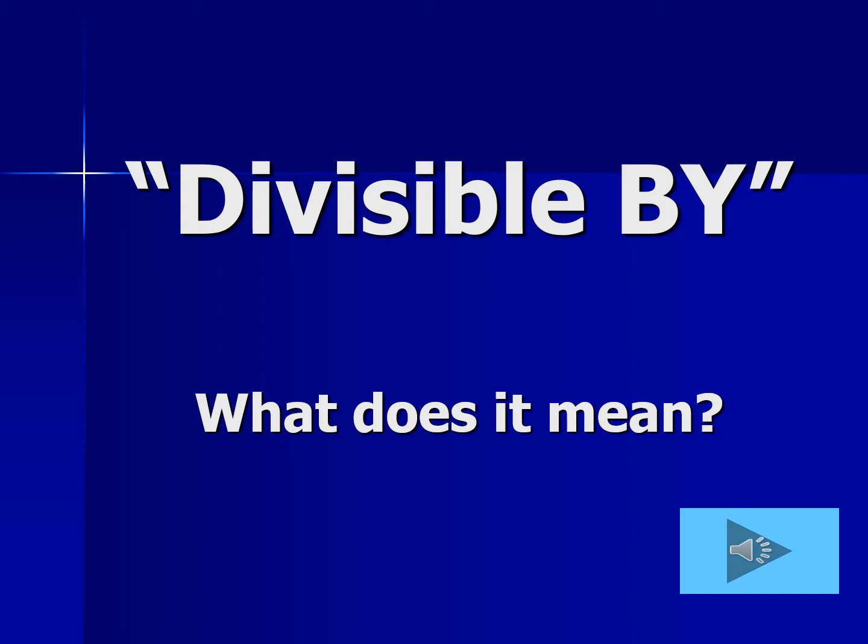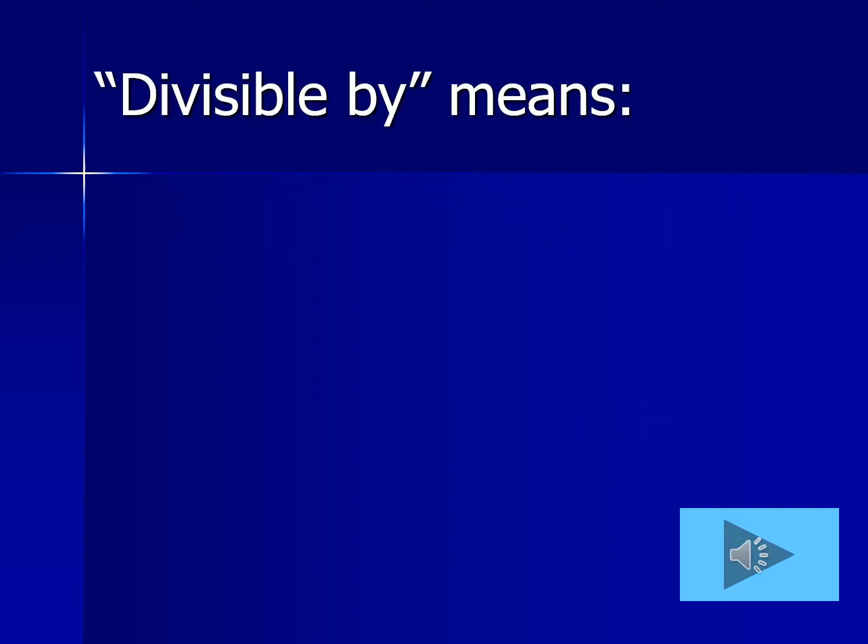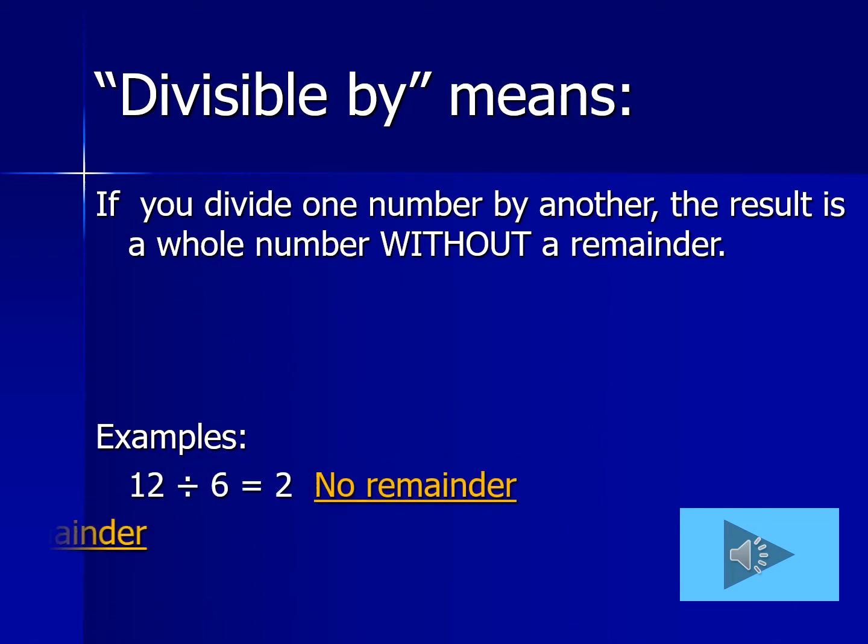Firstly, what does divisible by mean? So we have to see what this word divisible by means. Divisible by means that if you divide one number by another number, the result is a whole number without a remainder. Examples: 12 is divided by 6 and you get the quotient as 2 and there is no remainder. So we say that 12 is divisible by 6. Likewise, 15 is divisible by 5.